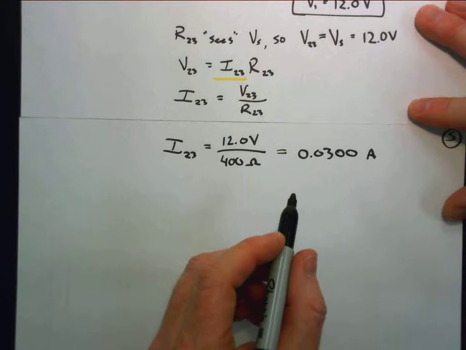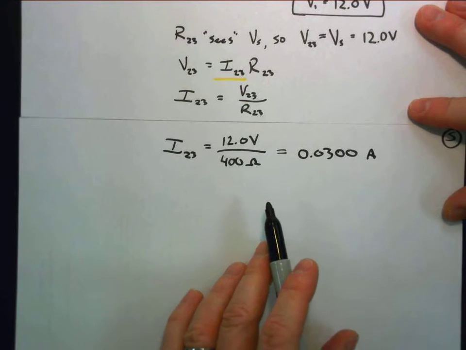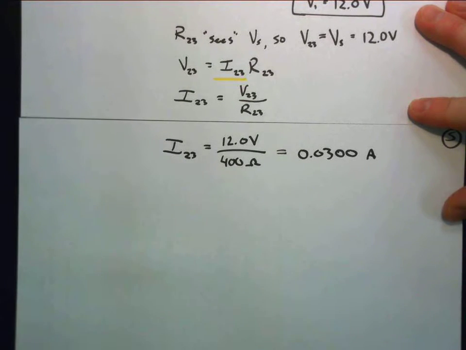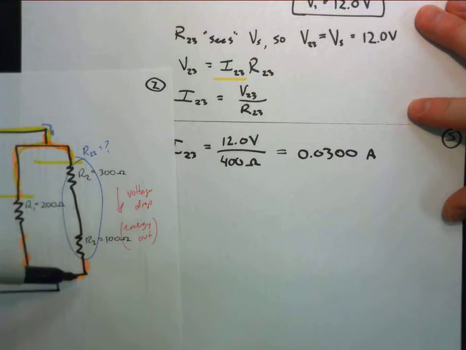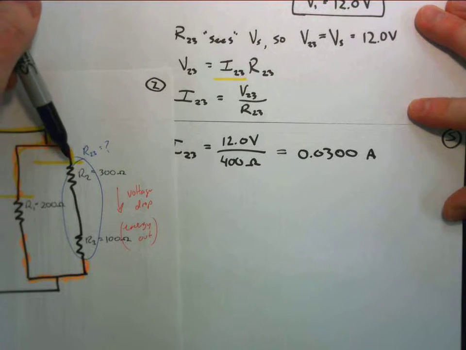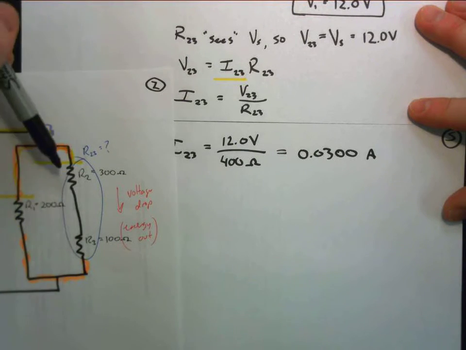Okay, well, the significance of this is that R2 and R3 are in series with each other, and when resistors are in series, you have the same amount of current flowing through one as you have flowing through the other. They see the same current.